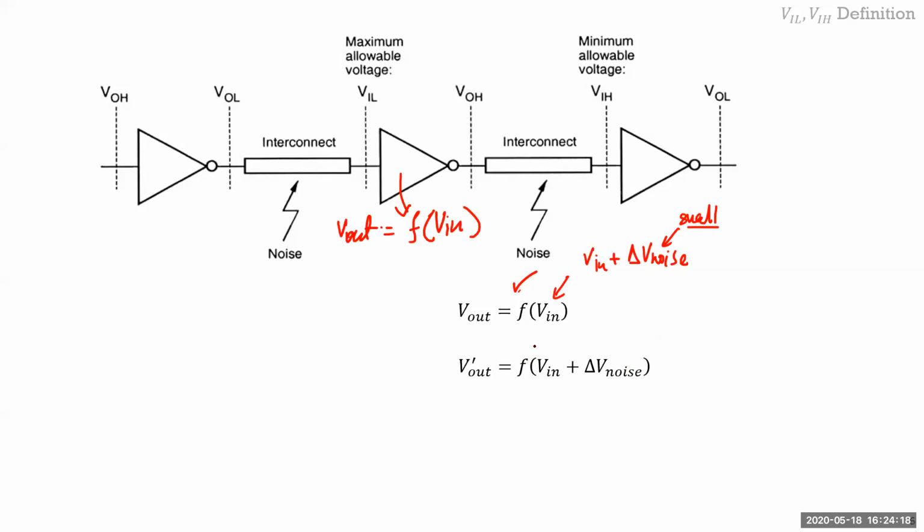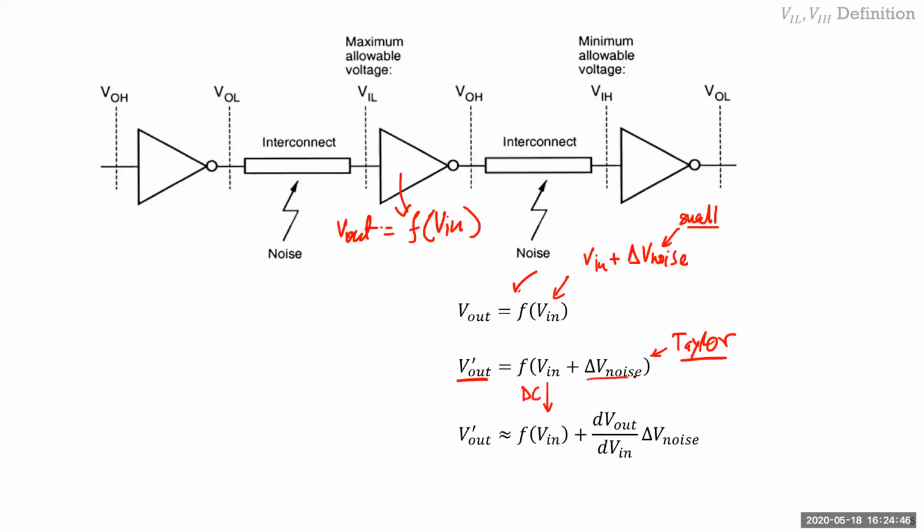So you basically say, okay, it's some function. Now instead of V in, I put V in plus delta V noise, and I want to see what this noisy voltage is now. Because it's a nonlinear function, I can do a Taylor expansion of this. Or Maclaurin or whatever you want to do, right? Now a Taylor expansion of any series is the function at V in, which is called the DC value. This is your DC value.